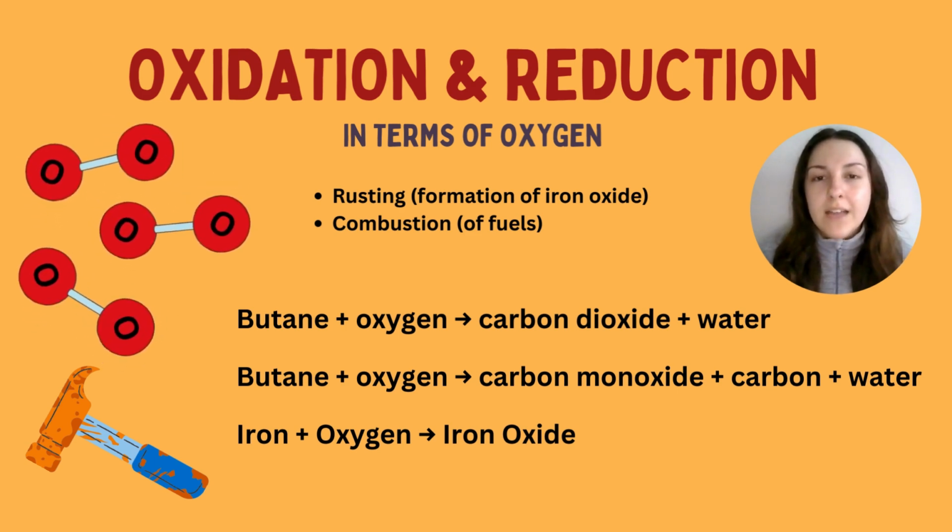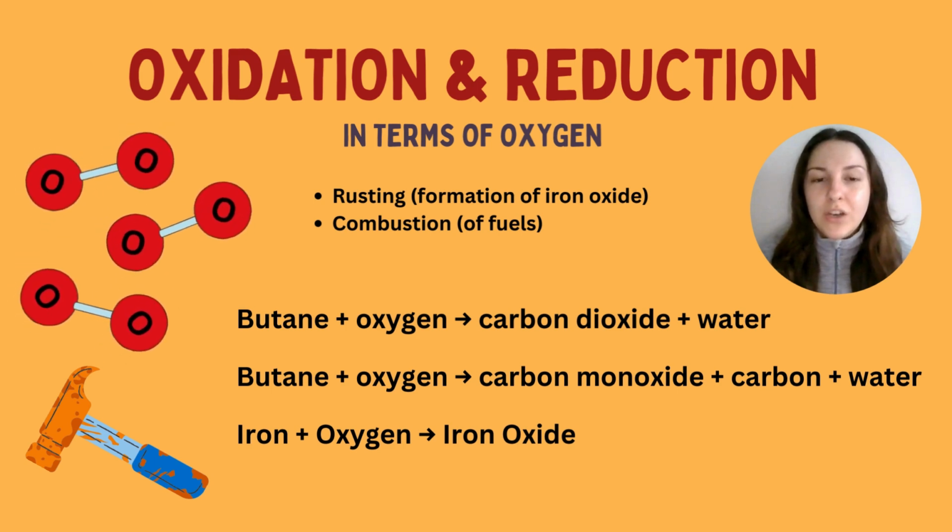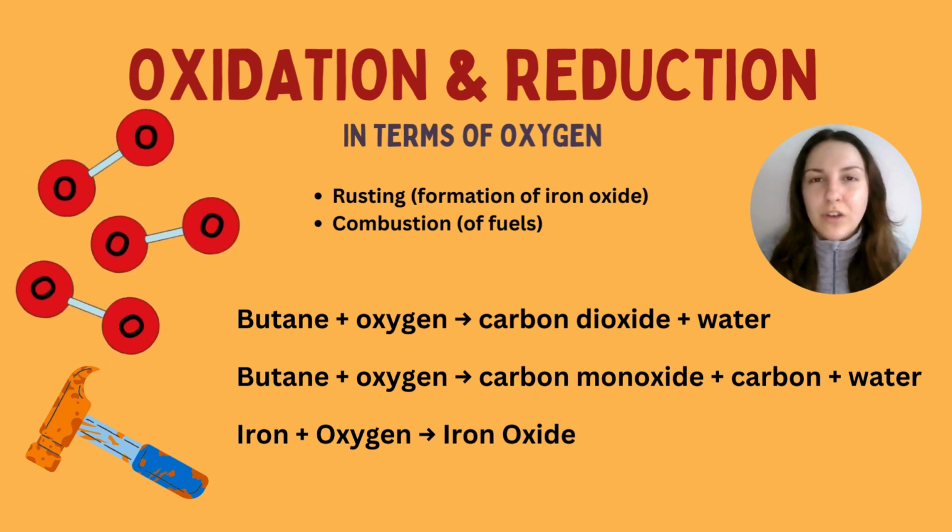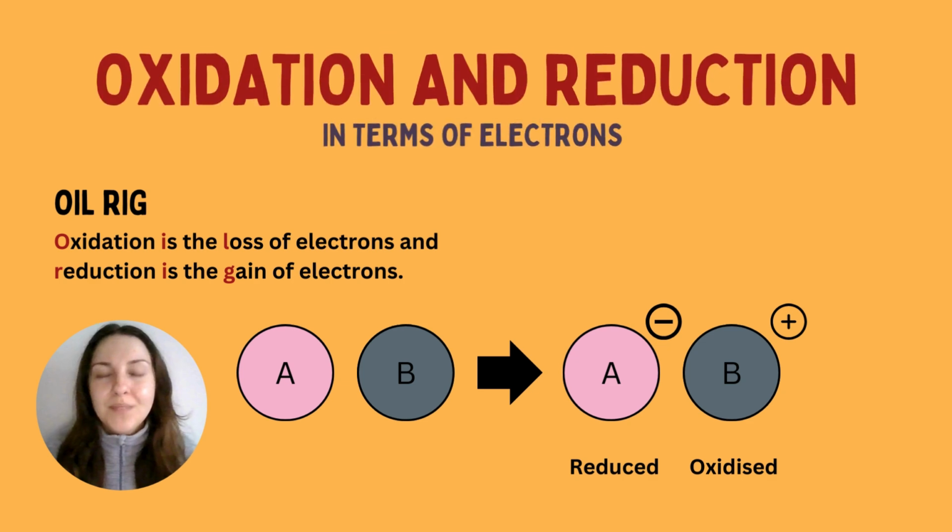But let's have a look at oxidation and reduction in terms of electrons and the things you need to know for redox reactions. So in terms of oxidation and reduction, in terms of electrons, we need to remember the phrase OIL RIG. OIL RIG stands for oxidation is the loss of electrons and reduction is the gain of electrons. And what we mean by that is, in different ionic reactions or ionic equations, you'll be able to see the transfer of electrons from one substance to another.